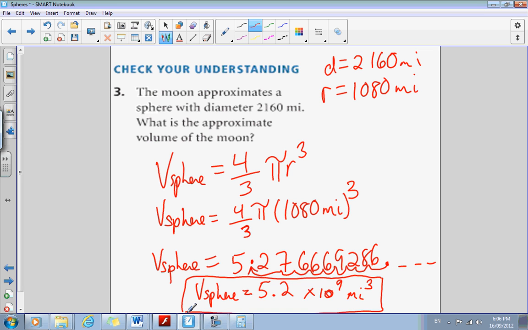So if you rounded this number, that would be okay to a certain number of miles cubed, but scientific notation is the preferred method of representing that. If you guys don't know scientific notation yet, it is something that we will review on Monday once I get back.